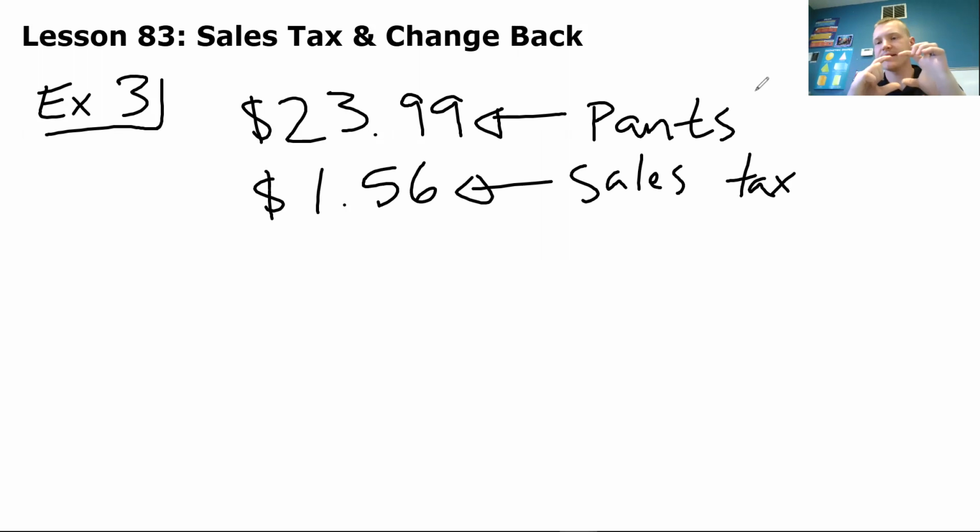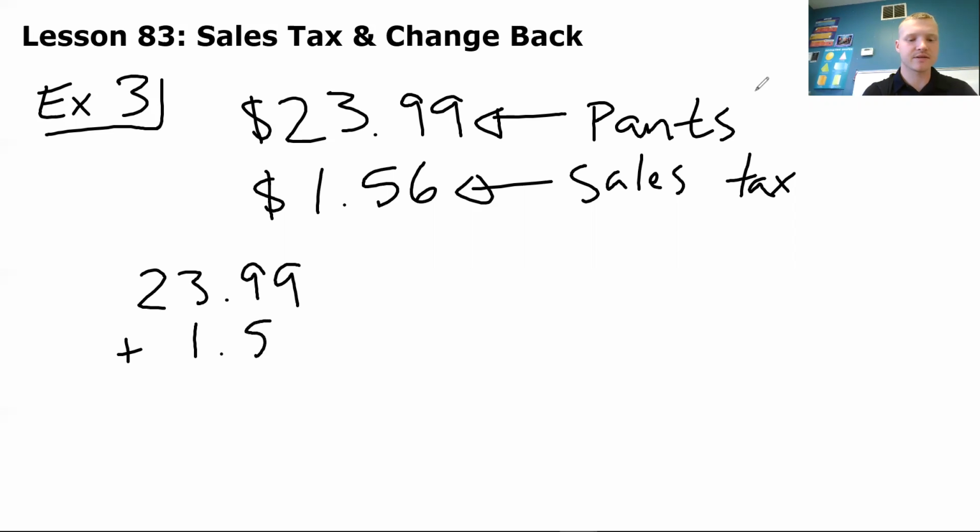So when you look at your price tag, it says for the pants, it's going to be $23.99. But there's going to be an additional sales tax added on, which is $1.56. So just like I said there, it's added on. So I need to add $23.99 plus $1.56. I need to line up my decimals. Very important here to make sure that I'm going to get the right answer.